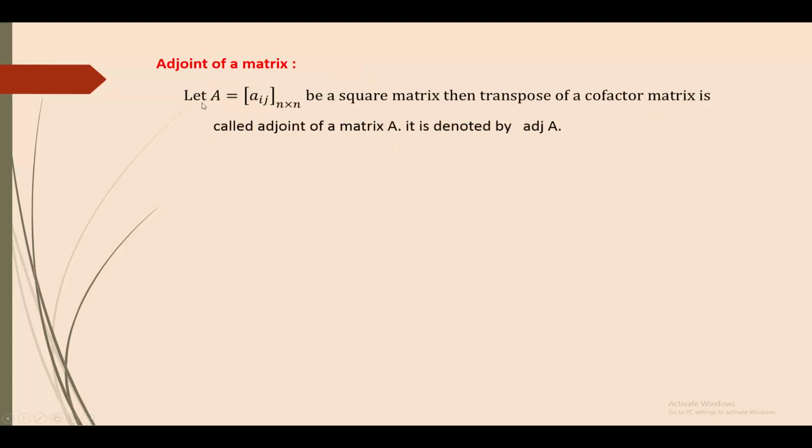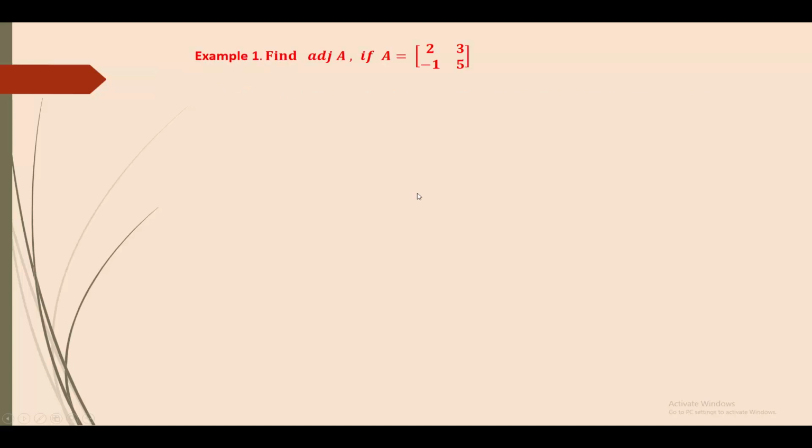Adjoint of a matrix. Let A equal to [Aij] n by n be a square matrix. Then the transpose of the cofactor matrix is called the adjoint of matrix A. It is denoted by adjoint A. That means interchanging rows into columns and columns into rows of the cofactor matrix gives the adjoint of a matrix. By using this, let us evaluate the first example.